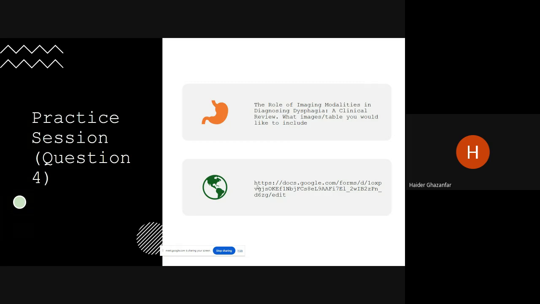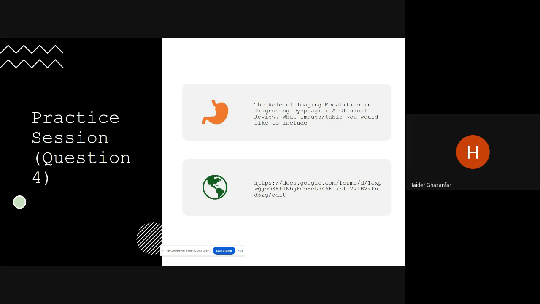This is session number 4. The role of imaging modalities in diagnosing dysphagia, a clinical review. What image or table would you like to include? If you were writing a review article, you just mention the table heading or the image heading you would like to include in this review article.